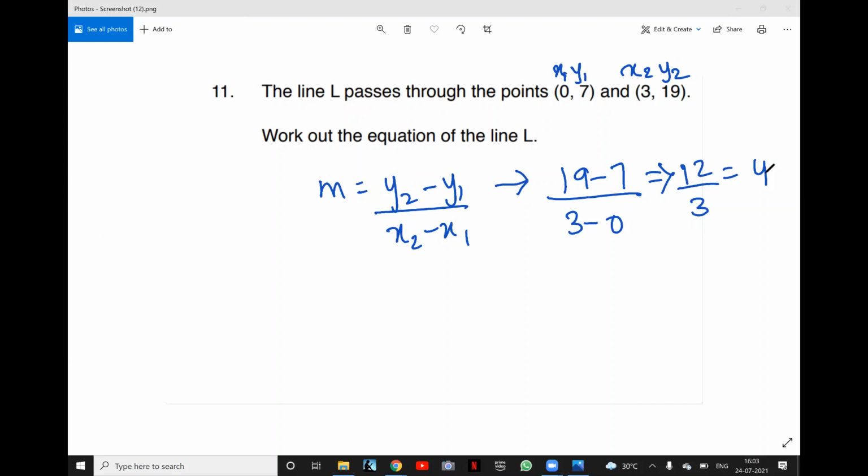If I want to find the equation of this line, y is equal to 4x plus c. What is c? c is definitely this, because over here x is 0, y is 7. So my y-intercept c is 7, and there x will always be presented as 0. I hope, students, you all are clear.